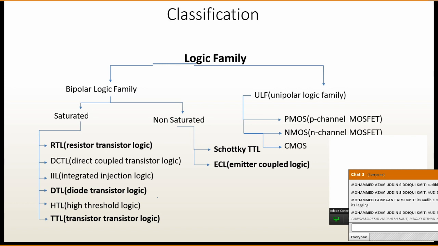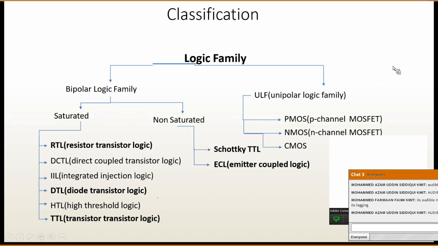Okay, so in saturation we have RTL. The next is DCTL, direct coupled transistor logic. Next, IIL, integrated injection logic. Next is DTL, diode transistor logic. Next is HTL, high threshold logic. And the last one is TTL, transistor transistor logic. In non-saturated, we have emitter coupled logic. And unipolar devices, as we all know, FETs and MOSFETs, come under the unipolar classification. We will see them one by one.